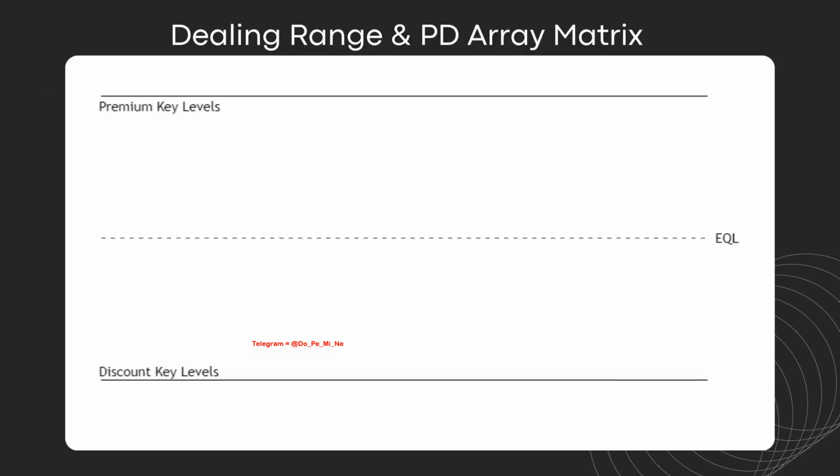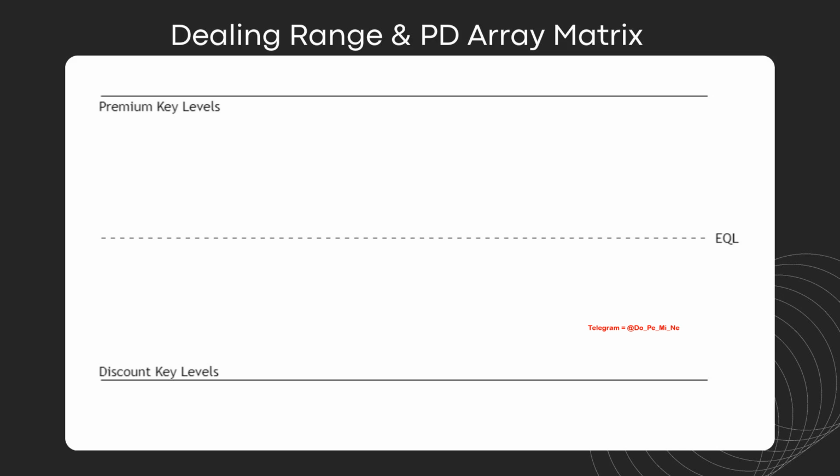Now, let's move over to the next slide and discuss dealing ranges in PD array matrices. Here on the screen, you can see this range with this line in the middle. This line right here represents the equilibrium, or the midpoint, of this range. Above this midpoint we've got the premium region, and the lower half right here is our discount region.